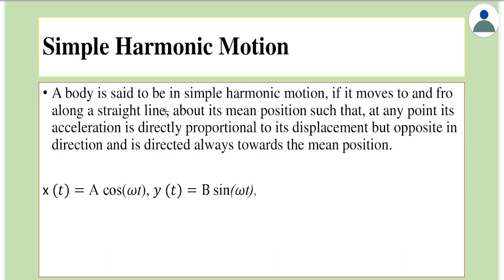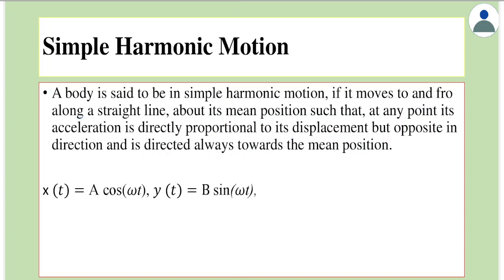A body is said to be in simple harmonic motion if it moves to and fro along a straight line about its mean position such that at any point its acceleration is directly proportional to its displacement but opposite in direction and is directed always towards the mean position. So this is the definition of simple harmonic motion.